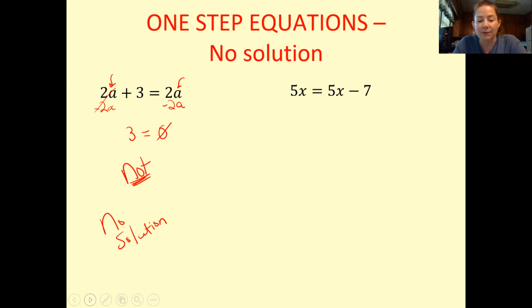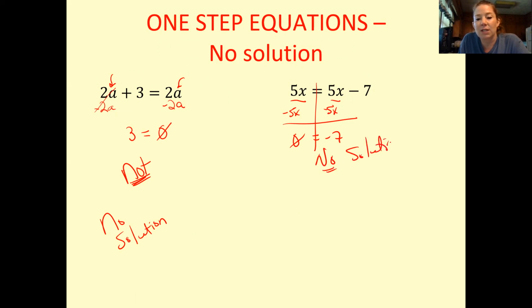All right, let's look at a different one. What about this one? Well, 5x is equal to 5x, that's true, but on this side it says -7, right? So what if I try to get my 5x's on the same side of the equal sign? Once again, I'm going to get rid of both of them. 5x minus 5x is nothing, and nothing minus 7 is -7. Is that true? No. If it's not true, you're going to end up with no solutions.